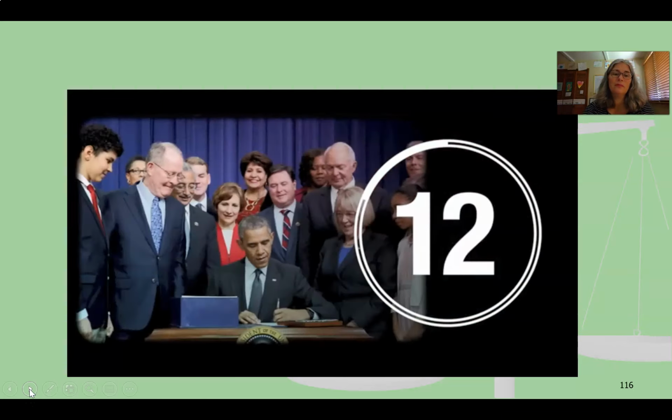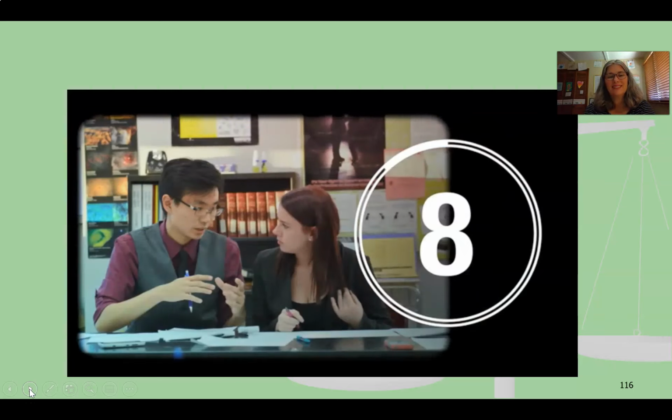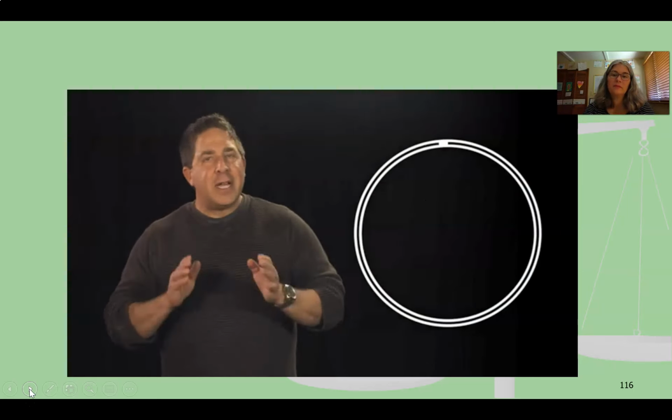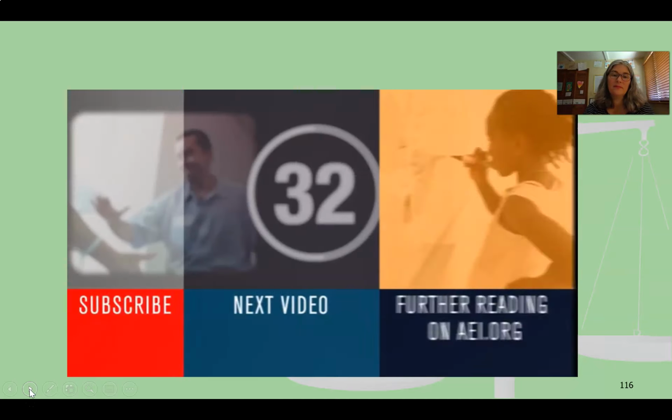The bottom line is it's an improvement. It's a good law that's moving the country in the right direction, but how it works for kids is going to depend how it's implemented in Washington, in the states, and in communities in the years ahead.